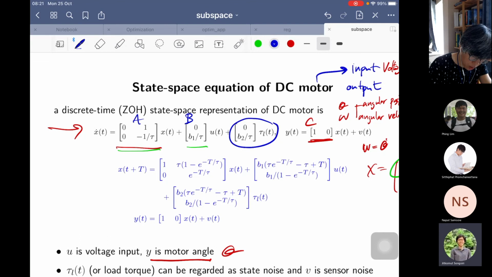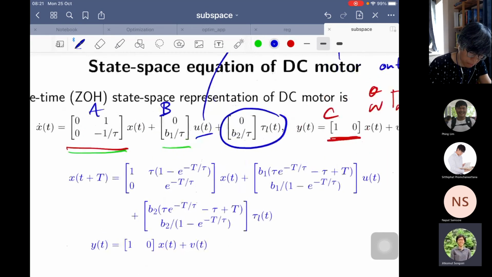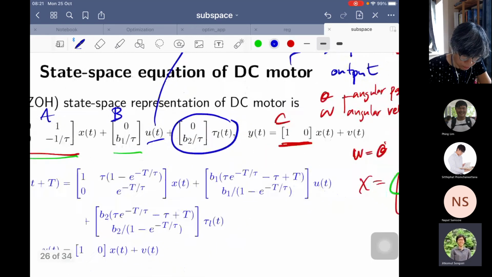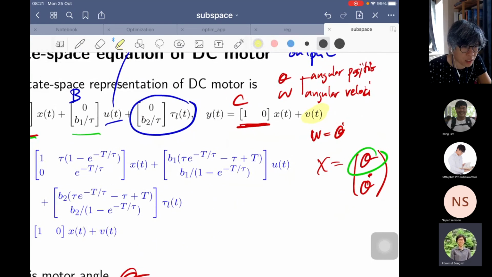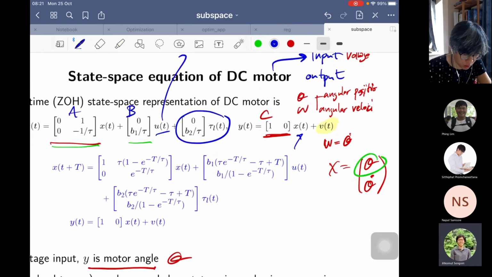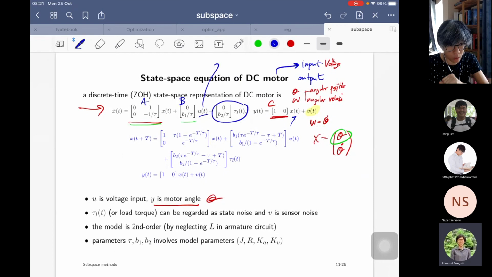Now let's take a look at this one. u(t) is the electrical voltage, right? This one is the load torque. I use tau L. You can think of load torque as a disturbance, as an uncertainty term, as a state noise as well. And we model some sensor noise in here. There is no feed-forward term of the input in the output equation, right? There is no u(t) term in y.